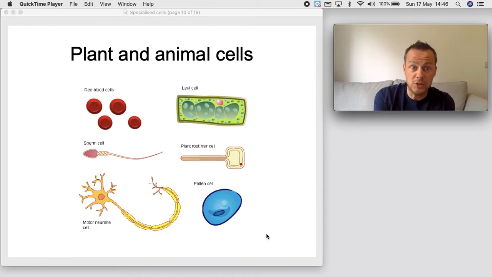Now, generally, a few examples here. There are red blood cells, a specialised type of cell. Sperm cells, a specialised type of cell. Motor neuron cells, which are nerve cells, a specialised type of cell. Leaf cells, plant root hair cells, pollen cells, these are all specialised types of cells. And you can see in that slide, there's a range of different shapes. They don't look like the fried egg cell we've drawn or the rectangular cell that we've drawn so far. So we need to be familiar with this different type of cell.